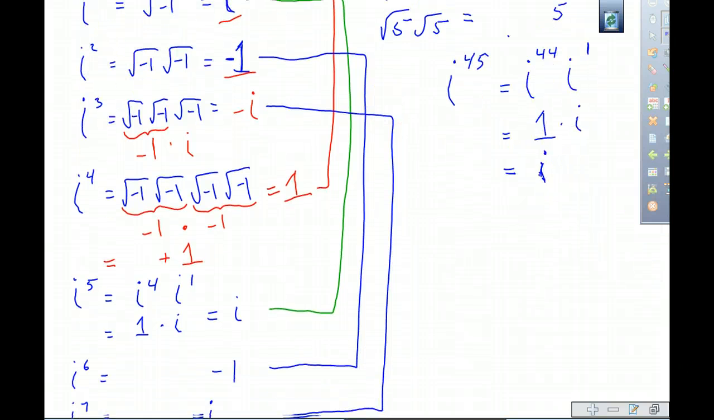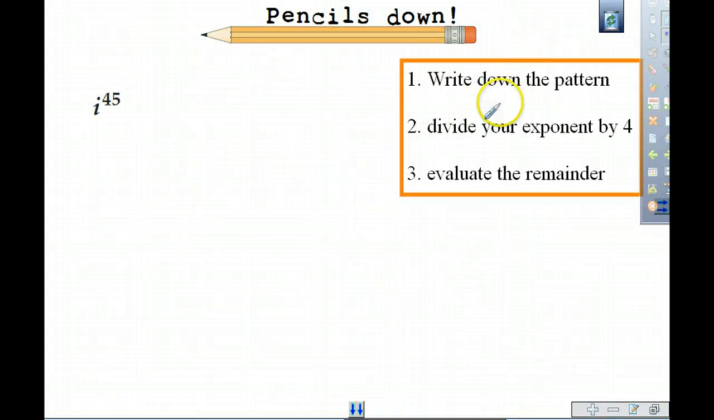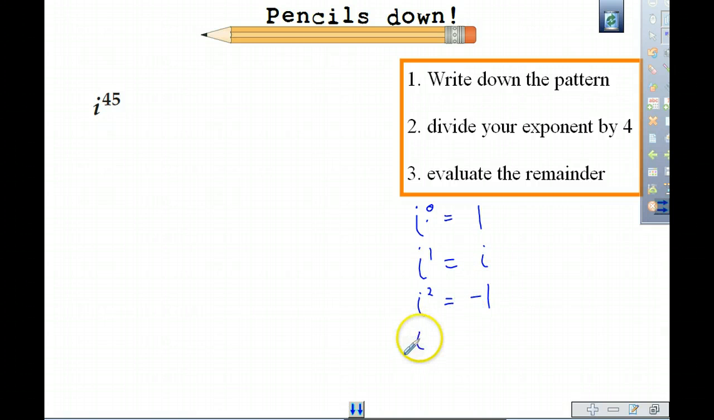Okay, so big idea. You want to have this pattern written down all the time. Okay? So as you're doing these, or just until you have it committed to memory: i to the 0 power is 1. i to the 1 is i. i to the 2nd equals -1. What else? i to the 3rd equals -i. Okay. And then you're looking at the remainder.